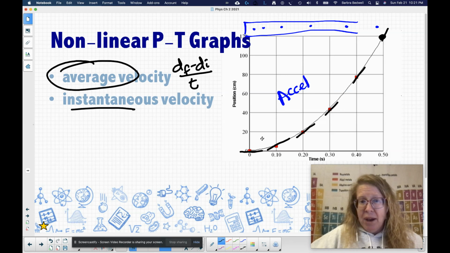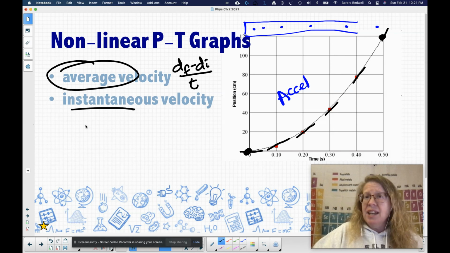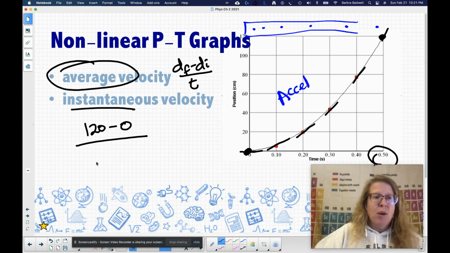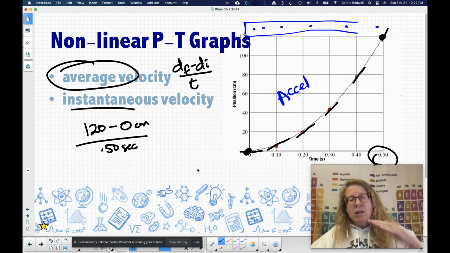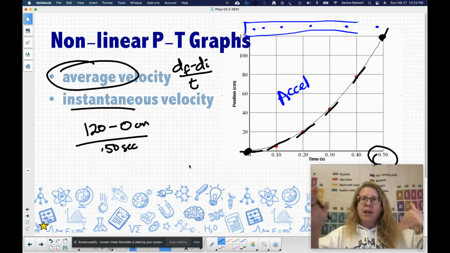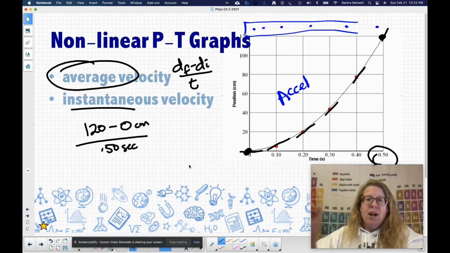So we're talking about it went from here to here. It went from 0 to, looks like, 120. df is 120. di was 0. And the amount of time that it went was 0.50 seconds. That's it. This would be cm. So again, regardless of what it's doing in between, we're just looking at how far did it go in the entire journey. We're talking about average velocity. How far did it go? How long did it take to get there?